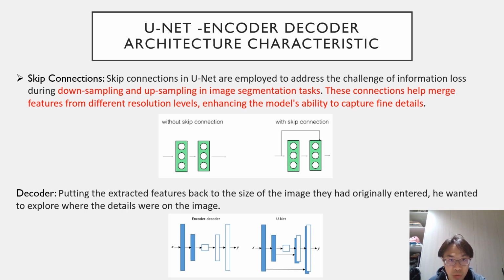And next is the U-Net encoder-decoder architecture characteristics. The first one is skip connection. Skip connections in the U-Net are employed to address the challenge of information loss during downsampling and upsampling in image segmentation tasks. This connection helps merge features from different resolution levels, enhancing the model's ability to capture fine details.